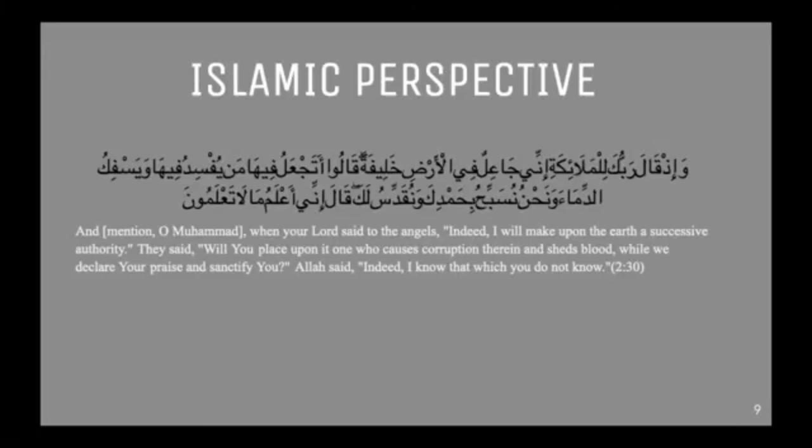This can be seen in Surah Al-Baqarah, verse 30, that means, and mention, O Muhammad, when your Lord said to the angel, indeed, I will make upon the earth a successive authority. They said, will you place upon it one who causes corruption therein and shed blood, while we declare your praise and sanctify you? Allah said, indeed, I know that which you do not know.